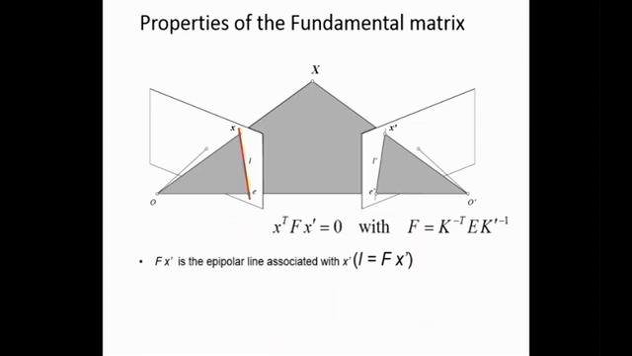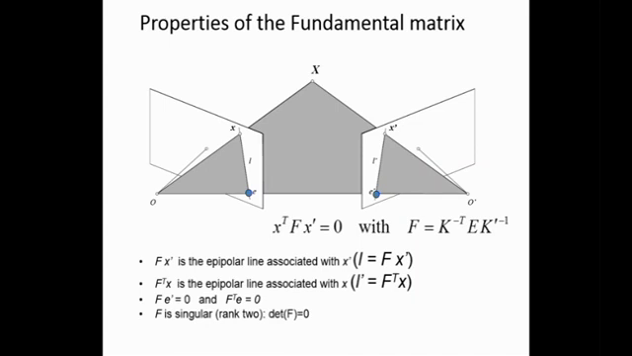It's very similar to the essential matrix, except that now the points are not pre-normalized with the inverse intrinsics. So F x prime is the epipolar line associated with x prime, and here I mean this 2D coordinate, not the ray coming from this camera center. And F transpose x is the epipolar line associated with x. And F e prime is still equal to 0, and F transpose e is still equal to 0. So I still have F as singular, rank 2, which means that the determinant of F is equal to 0.